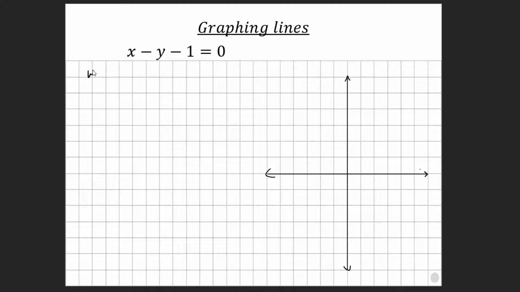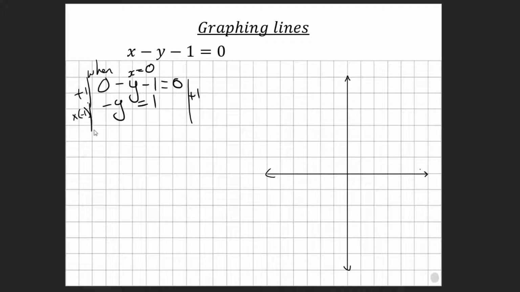So the first thing I'm going to do is I'm just going to look at when x is equal to 0, what is y equal to? Well, we'll see that 0 minus y minus 1 equals 0. So minus y equals 1, because we're adding 1 to both sides of our equation. Then we're going to multiply both sides of the equation by minus 1, so we can get a value for y.